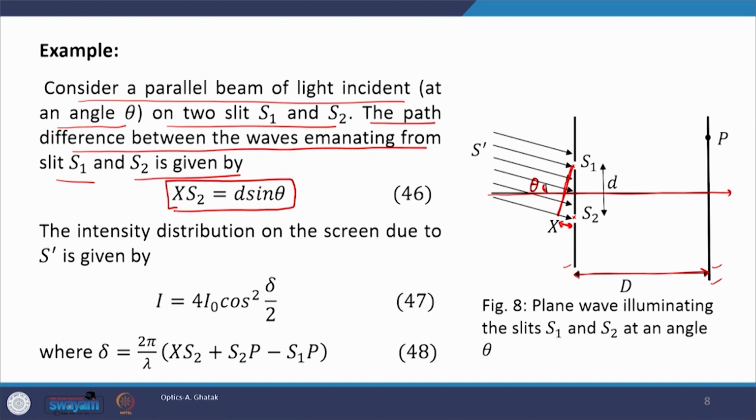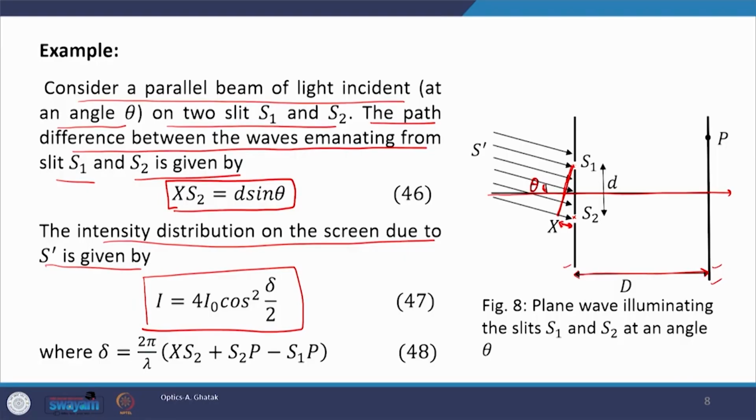Now, how to calculate the intensity distribution? The intensity distribution on the screen is due to S prime, a source which is very far from S1 and S2, and when the light travels this distance it becomes almost a plane wave, falling at some angle with respect to the horizontal. Now, we know that the intensity distribution is given by equation number 47, I is equal to 4 I naught cos square del by 2. Our task is to find the expression for the phase del.